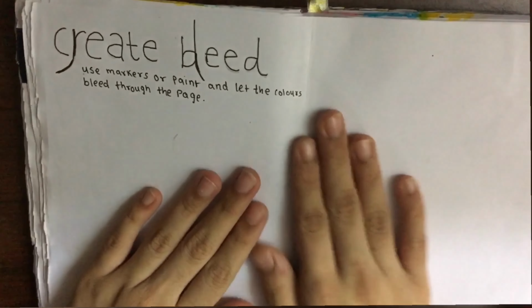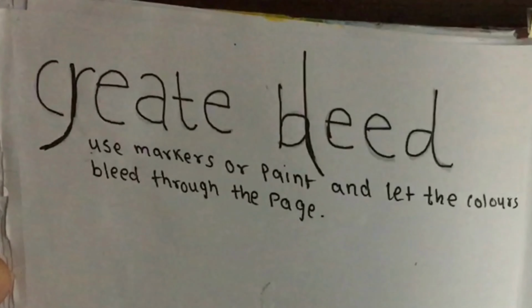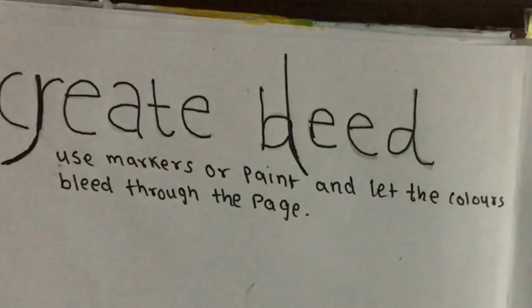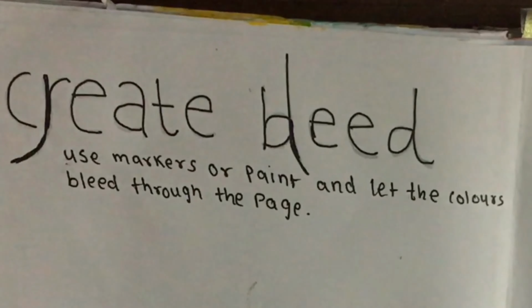Okay, so that's enough of lo-fi chill music. Time for some pop. So the next page I decided to do for this episode was this one, and it says to create bleed. Use markers or paint and let the colors bleed through the page.